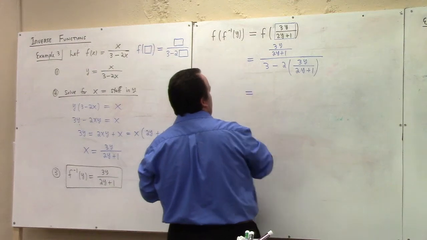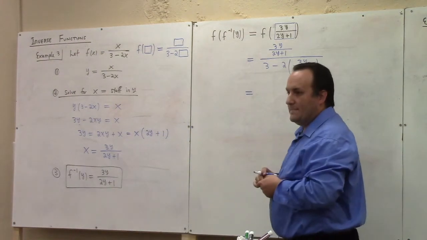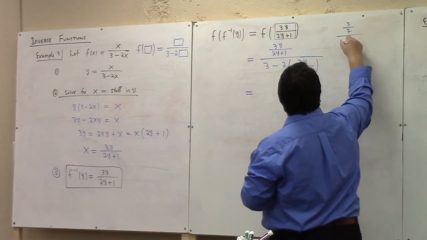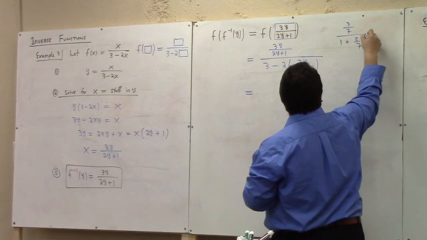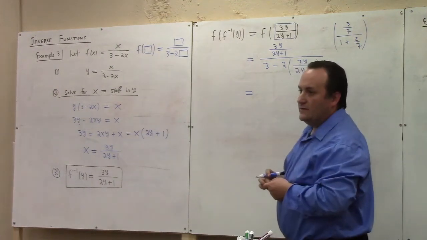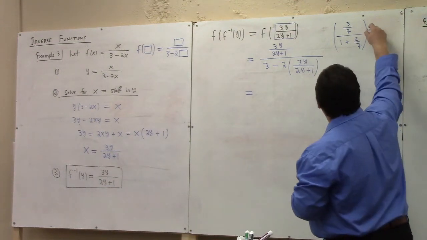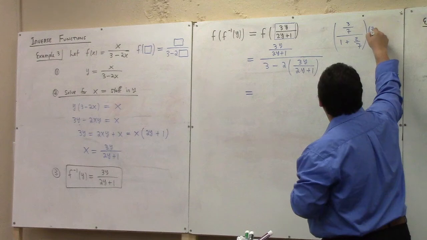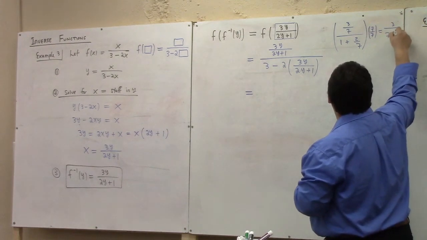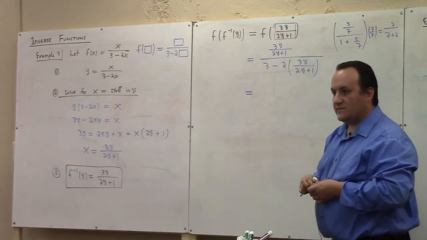So you guys are telling me what algebra to do? What would you do? How about this? If I had 3/7 over 1 plus 2/7, how would you simplify that fraction? I'll tell you what I would do. I would multiply that by 7 over 7. Because multiplying it by 7 over 7 clears out the fractions. It gives me 3 over 7 plus 2 when we distribute the 7 through upstairs and downstairs.